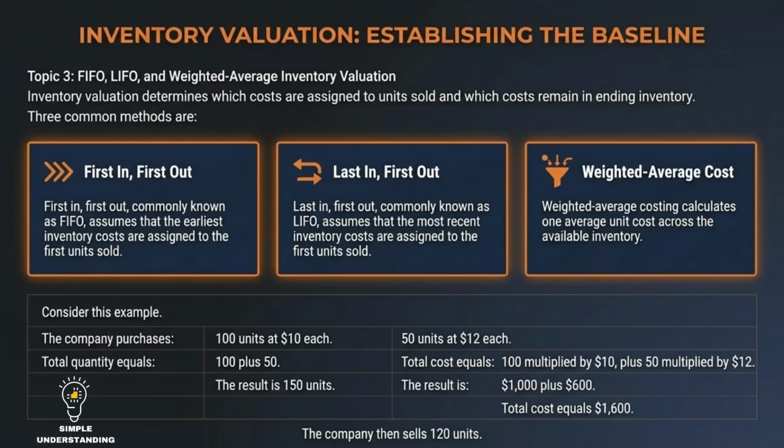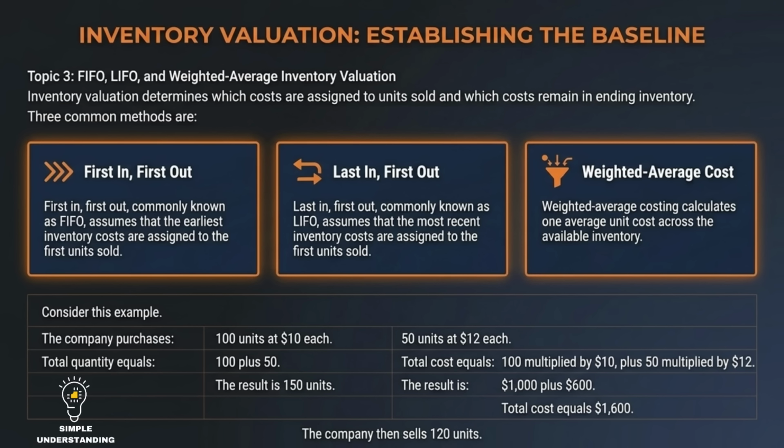Topic 3. FIFO, LIFO, and weighted average inventory valuation. Inventory valuation determines which costs are assigned to units sold and which costs remain in ending inventory. Three common methods are: first in, first out. First in, first out, commonly known as FIFO, assumes that the earliest inventory costs are assigned to the first unit sold.